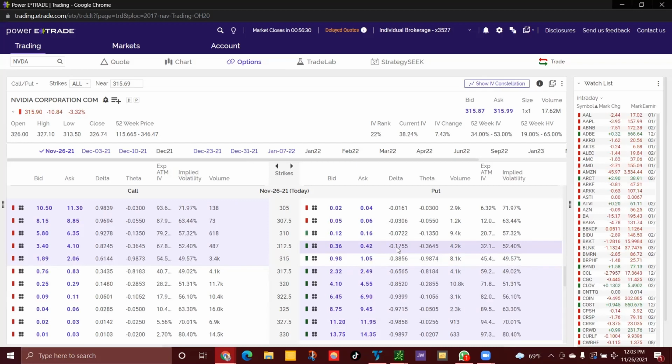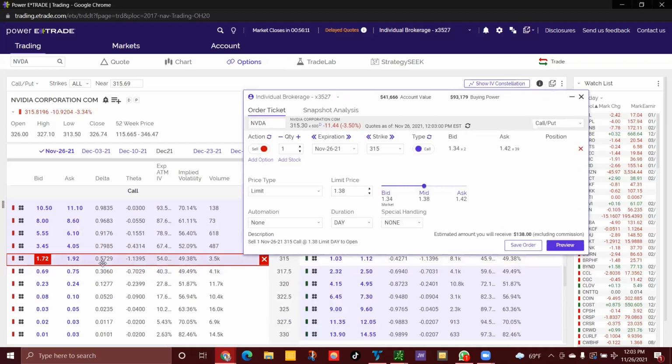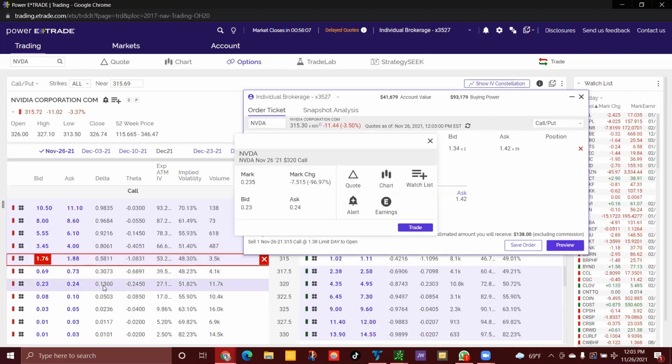Okay, so good. You understand delta. You know that for every dollar the stock moves, the delta is going to tell you how much you're going to make or lose per dollar. Well, the thing with spreads is you can get the same delta. You just have to do the math. So in this case, where were we at? We're selling the 315, and then we're buying the 320.